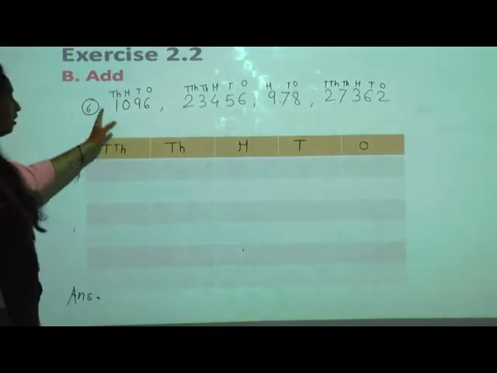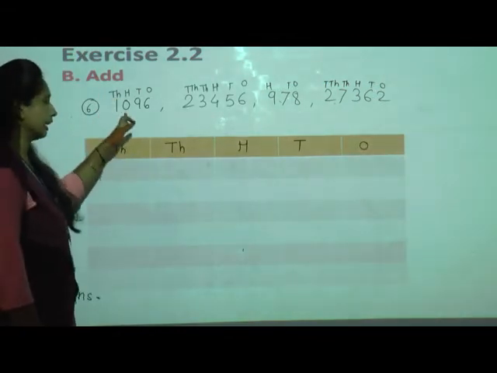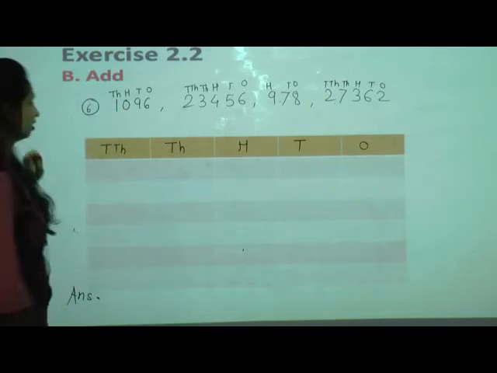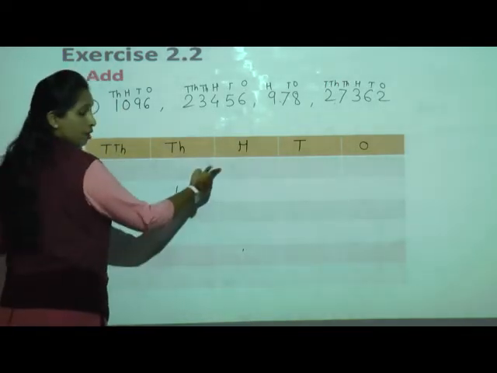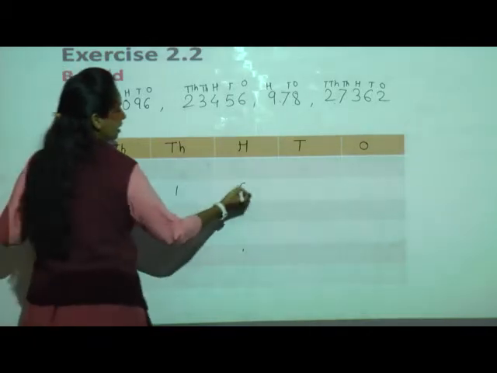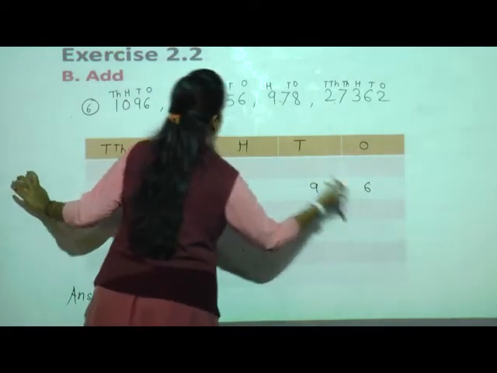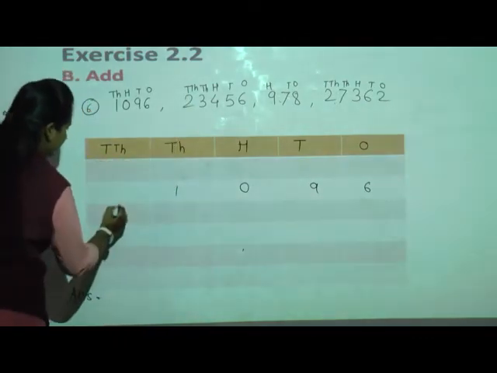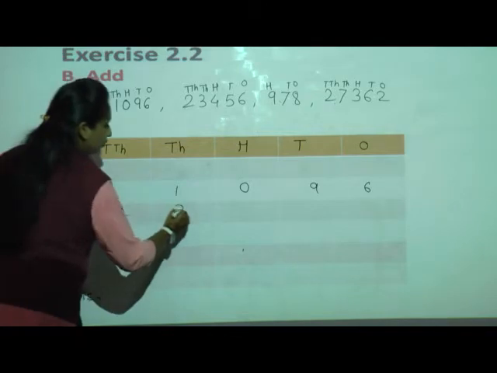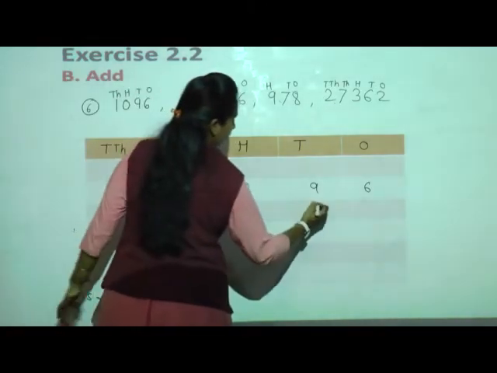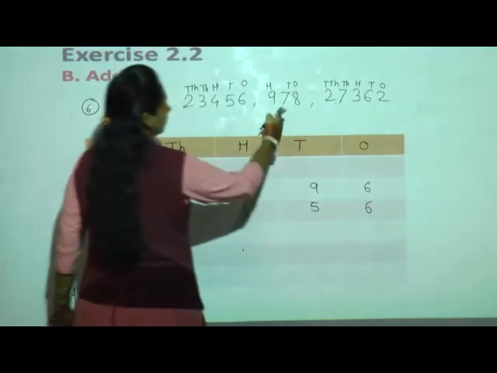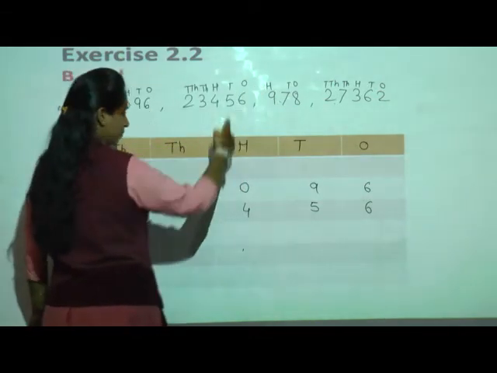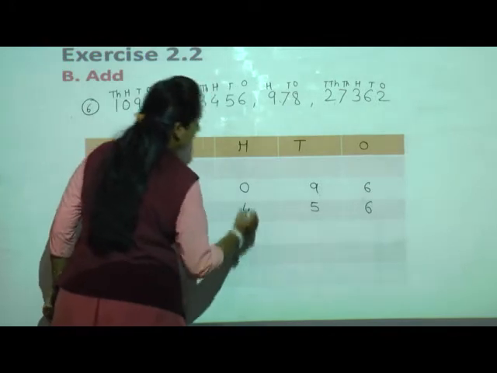Now I can write from this side also when I give place values to these numbers. See, where is 1? On the thousands place. One box we have to leave for the carry. 0, 9, 6. And the next number starts from the ten thousands place, so I can directly start from the ten thousands place: 2, 3, 4, 5, 6. And the next is 978. 900 starts from the hundreds place. So start writing from the hundreds place.